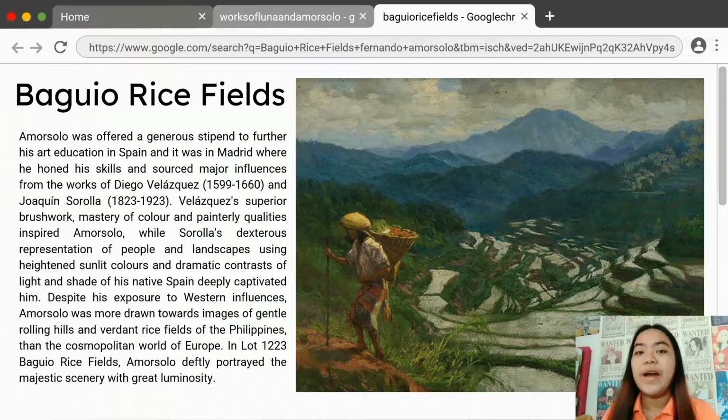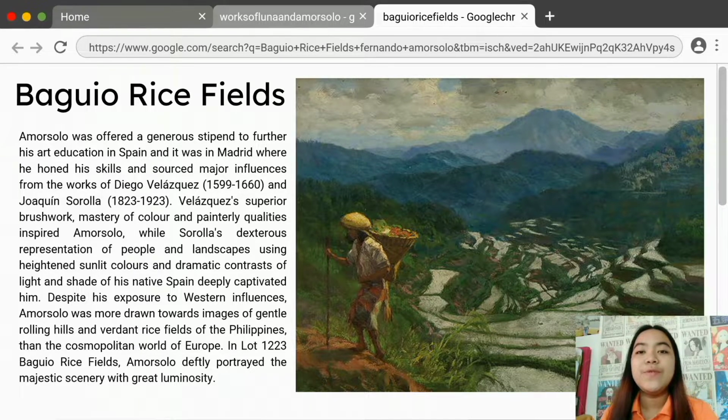And next, we have Baguio rice fields. Amorsolo was offered a generous stipend to further his art education in Spain, and it was in Madrid where he honed his skills and sourced major influences from the works of Diego Velázquez and Joaquin Sorolla.